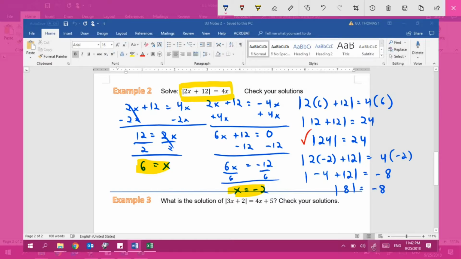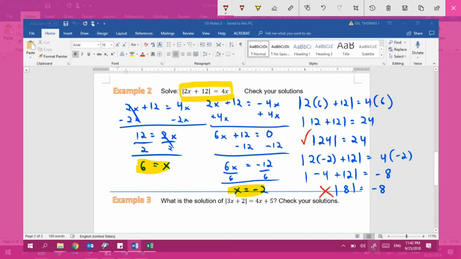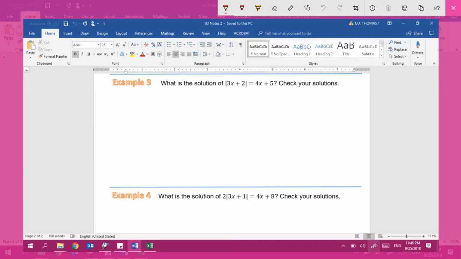And does the absolute value of 8 equal negative 8? No, it doesn't, because we cannot get a negative number from the absolute value. Oh my goodness, so this x equals negative 2, I'm going to cross that out. That is an extraneous solution. So my only answer here is x equals 6.